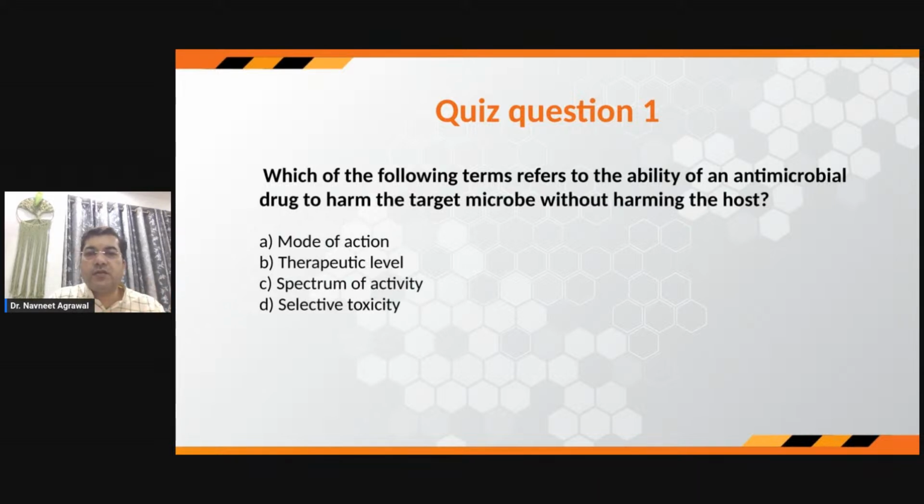So these are the quiz questions which we will take in between. Which of the following terms refers to the ability of an antimicrobial drug to harm the target microbe without harming the host? A. Mode of action. B. Therapeutic level. C. Spectrum of activity. And D. Selective toxicity.